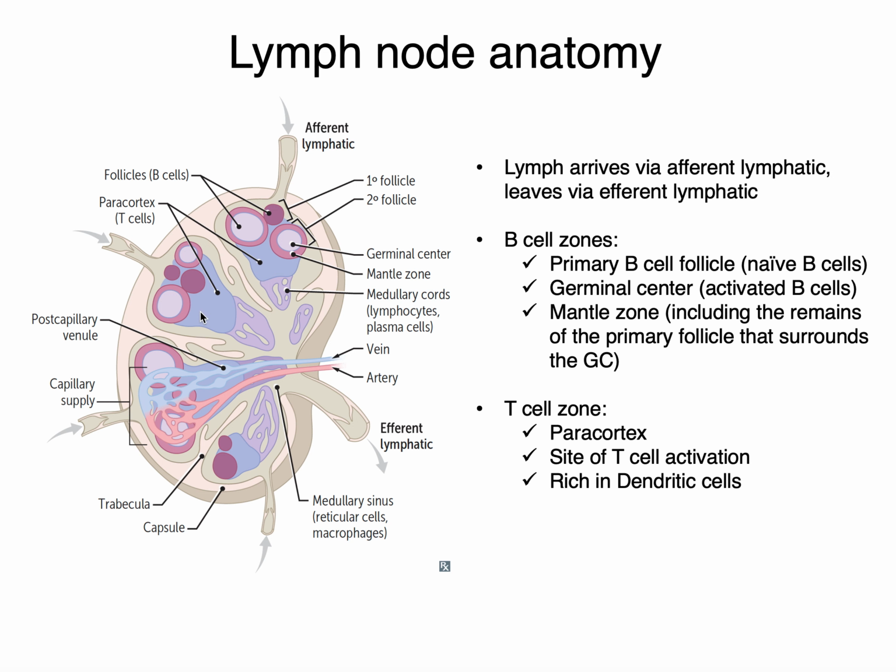The T cell zone is often referred to as the paracortex, and the paracortex surrounds these B cell zones and is the site of T cell activation. It's also rich in dendritic cells. And then there are some other locations I think are important to recognize, including these medullary cords, which are rich in plasma cells.